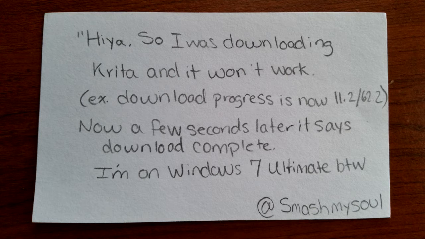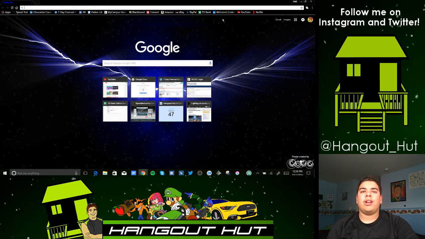And he or she put an example, download progress is now 11.2 out of 62.2. I think that's in megabytes. Now a few seconds later it says download complete. I'm on Windows 7 Ultimate, by the way. So I have this program that I like to use to make sure that the internet connection and download and upload speeds are correct. So if you go to, I use this site called Speed Test.